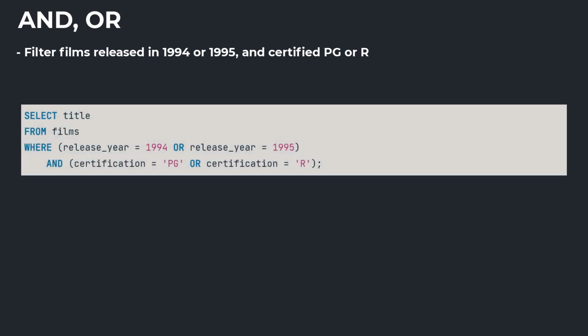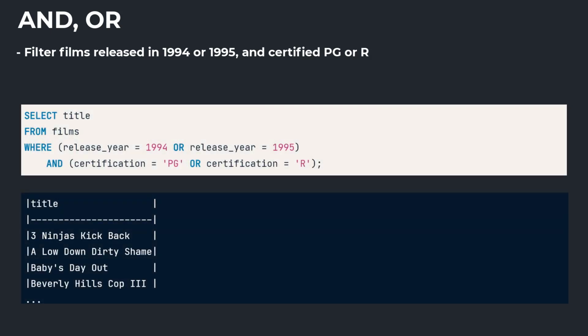Let's kick it up a notch. We now want to filter films released in 1994 or 1995, and with a certification of either PG or R. Thankfully, we can combine AND and OR to answer this question. If a query has multiple filtering conditions, we will need to enclose the individual clauses in parentheses to ensure the correct execution order. Otherwise, we may not get the expected results.